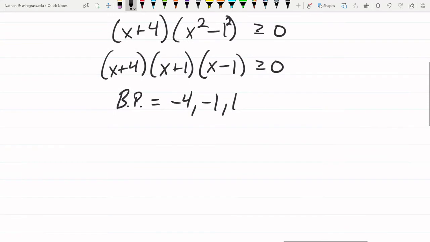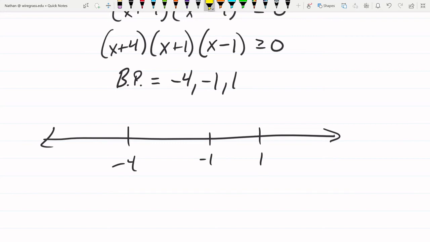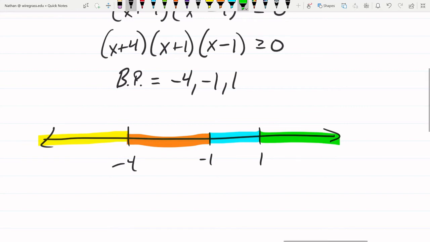So that's going to split up our graph into the intervals that we want. Or sorry, it's 3 boundary points, so it splits up into 4 intervals. And they look like this. Blue, and finally the green here. And so what we can do is we can test the intervals, right? I could test 0. I could test -2. Put them on top here. 0, -2, maybe like -10 or -5.